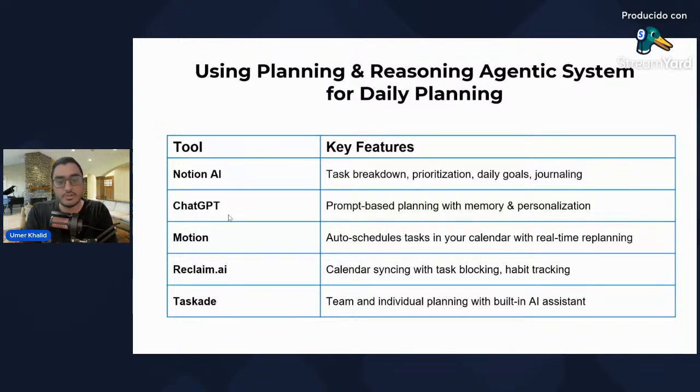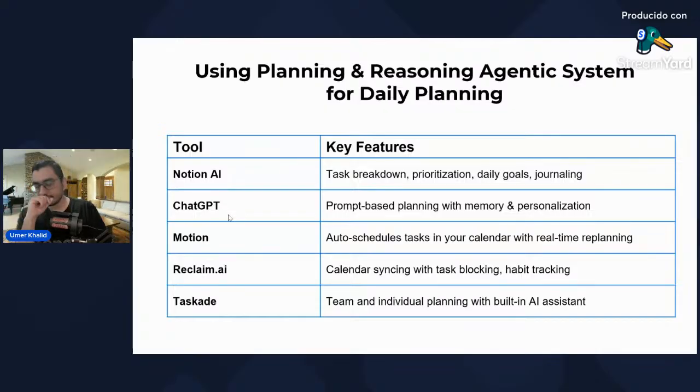Then there's Motion, which auto schedules tasks in your calendar with real time planning. That's another thing that you can use. Then there's Reclaim.ai. It's also another tool that you can use to do calendar syncing with task blocking, habit tracking. And then lastly, this is Taskade. It's for teams and individual planning as well, with the built-in AI assistant. So all these different tools that you can use to create daily planning schedules.